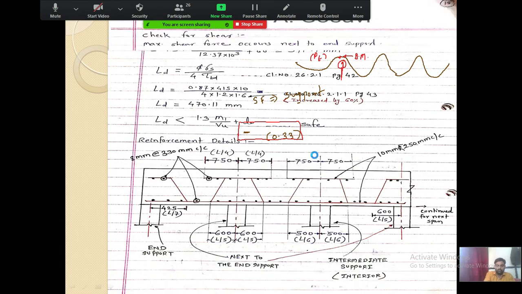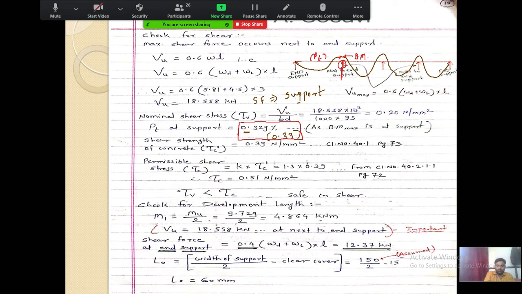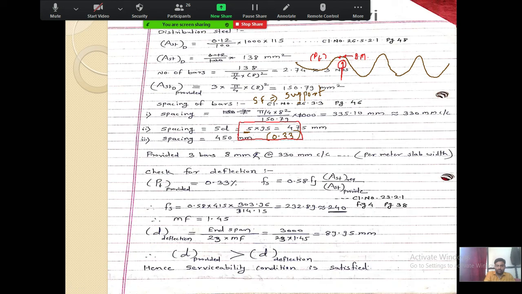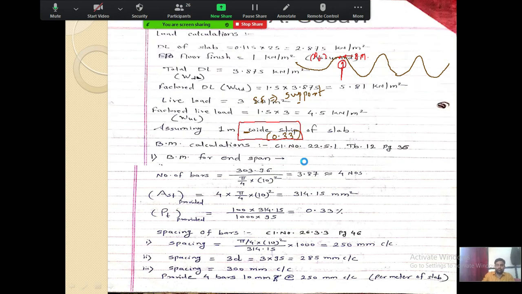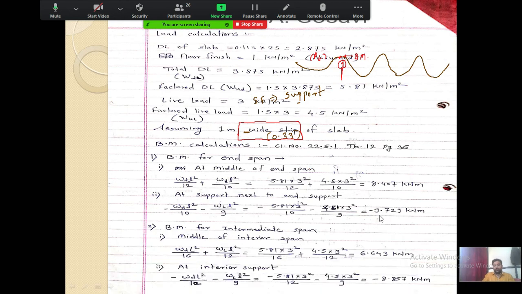That bending moment and percentage of steel, see here, in the previous slide. This bending moment is minus 9.729. This is the bending moment at the support next to the end support, and this is the maximum value of bending moment, and it is existing at the support. This is the maximum value.